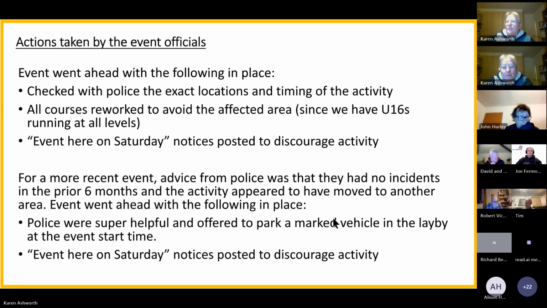And we posted prominent event here on Saturday notices all along the lay-by in order to discourage the activity. And then interestingly, more recently, we had advice from the police that they'd had no incidents for the prior 6 months. The activity seemed to have moved over the road to another area. And we went ahead with an event which did allow all of the courses to run through that section. The police were super helpful, came and parked a marked vehicle in the lay-by at the event start time just to be sure that people were discouraged. And we obviously posted the event here on Saturday notice as well to discourage.